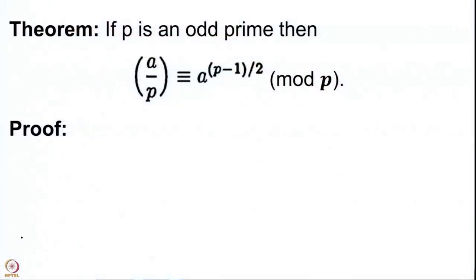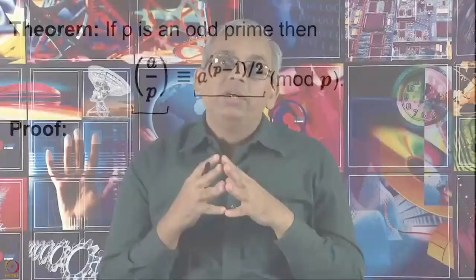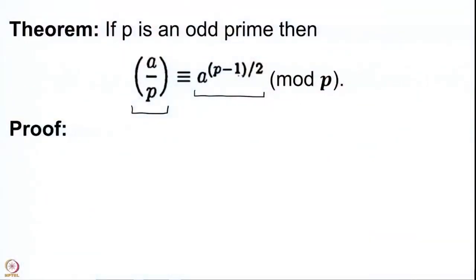The basic thing that is different here is that on the left hand side we have the Legendre symbol, which can be 1 or minus 1 or 0, but on the right hand side we have something which is purely in terms of a. So, when you are feeding this as an algorithm to a computer, it would be very easy for the computer to, given an a, compute a to the power (p minus 1)/2.